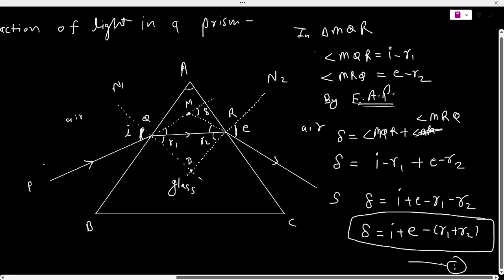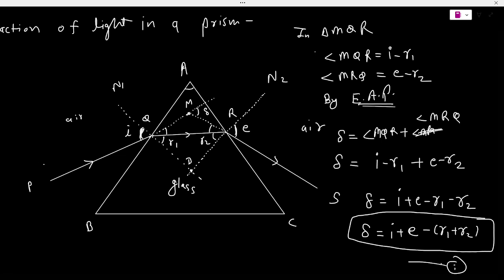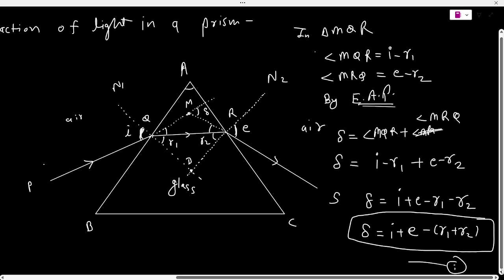Now we need to make a different kind of equation. There is another equation in which we can find the relation between R1, R2 and A. So to find that equation, what do we have to do?